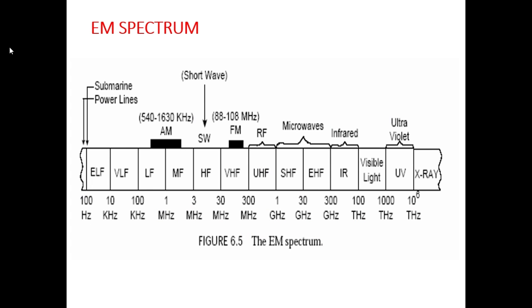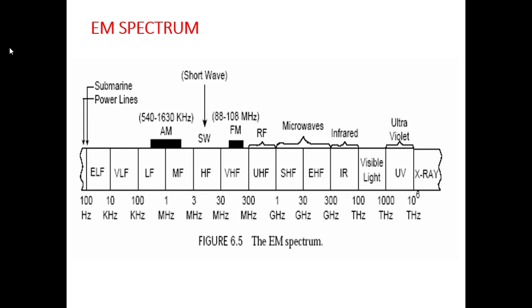So we know this EM spectrum very well. We have come across this EM spectrum, which gives you a range of frequencies varying from 100 hertz to 1 terahertz. And here we have a category where we can see that RF and microwaves start between 300 megahertz and 300 gigahertz.